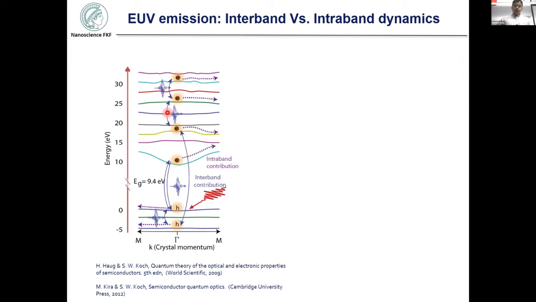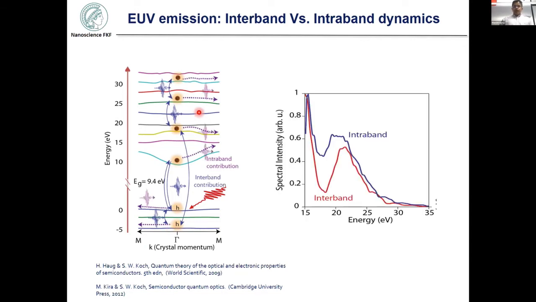And now if you solve the semiconductor Bloch equations for all of these bands, you get a spectrum that comes from the interband contribution and from the intraband contribution. And you will see a spectrum of this kind. If you look carefully, the spectra look more or less similar. So just by looking at the spectrum, it is very hard to say what is the mechanism underlying the formation of high harmonics from solids. That's why we have to look a bit more carefully into the temporal features.